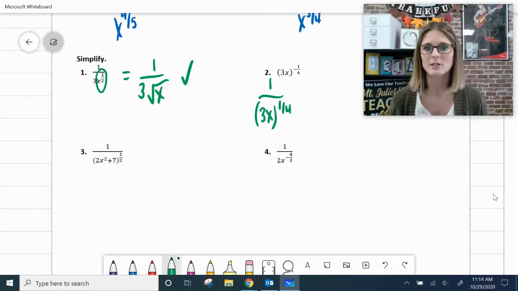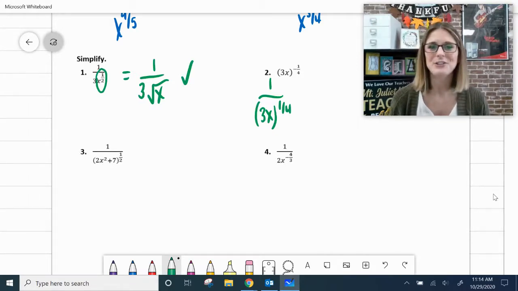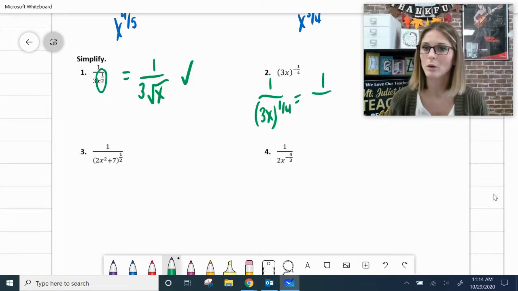And when I move it down in the denominator, the exponent becomes positive. So that's the first thing. Now, today's lesson, you have a fraction exponent. So let's change the fraction exponent into a radical. 3x is all in the radical. The 4 is my denominator, so that will be my index as the 4th root of 3x.